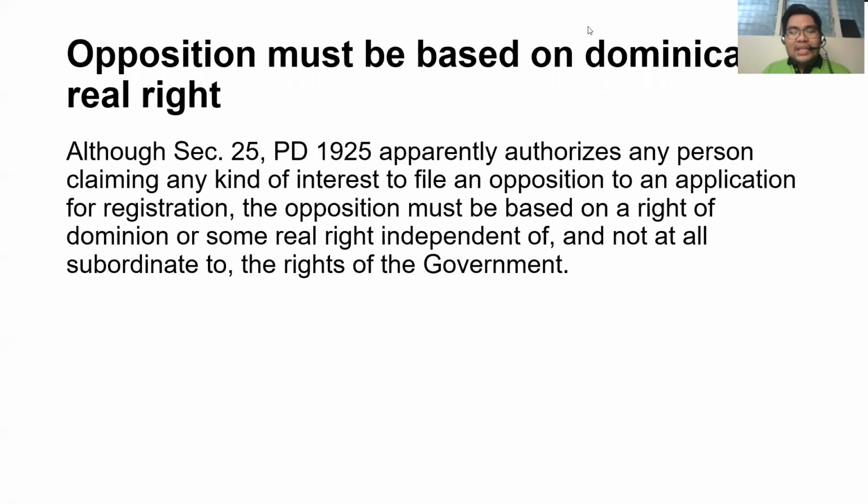Next slide, please. Although Section 25 of PD 1529 apparently authorizes any persons claiming any kind of interest to file an opposition to an application for registration, the opposition must be based on a right of dominion or some real right independent of and not at all subordinate to the rights of the government.